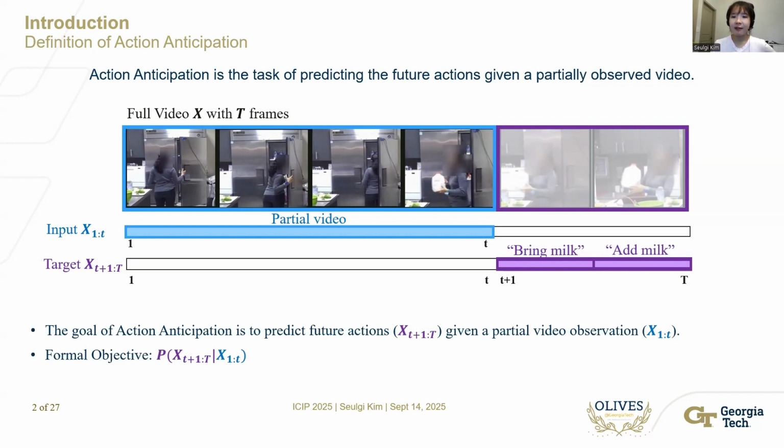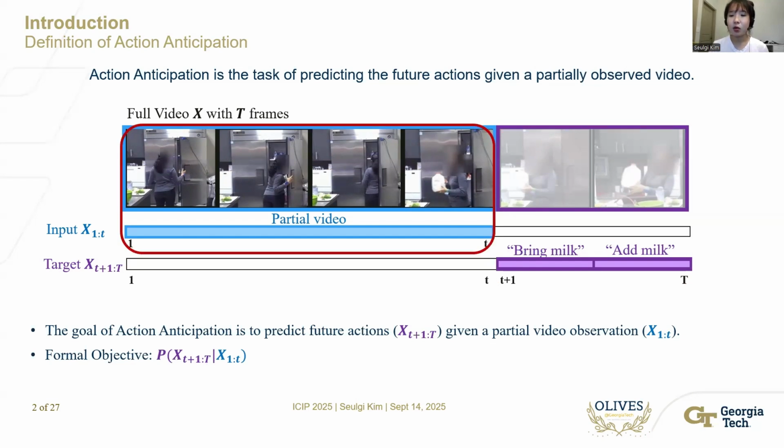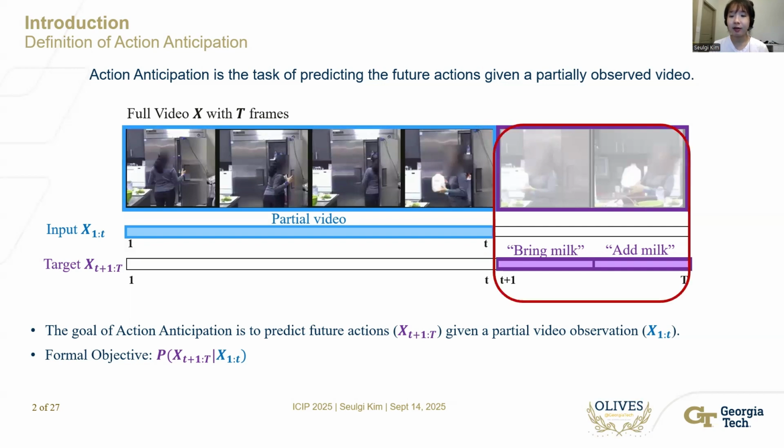To be specific, if we have a video X consisting of large T frames, the goal is to observe the partial video with lengths of small t frames and predict future frames from small t plus 1 to large T. For example, from frame 1 to small t, the woman opens the refrigerator and takes out a carton of milk. From this partial observation, we should anticipate what comes next from small t plus 1 to large T, which is bring milk and add milk.